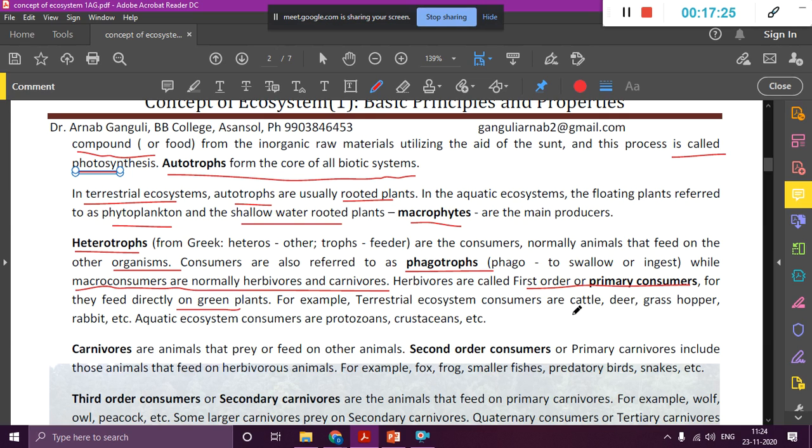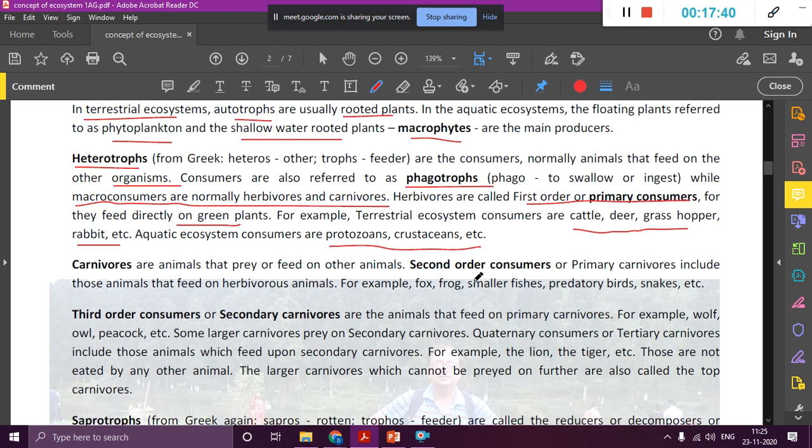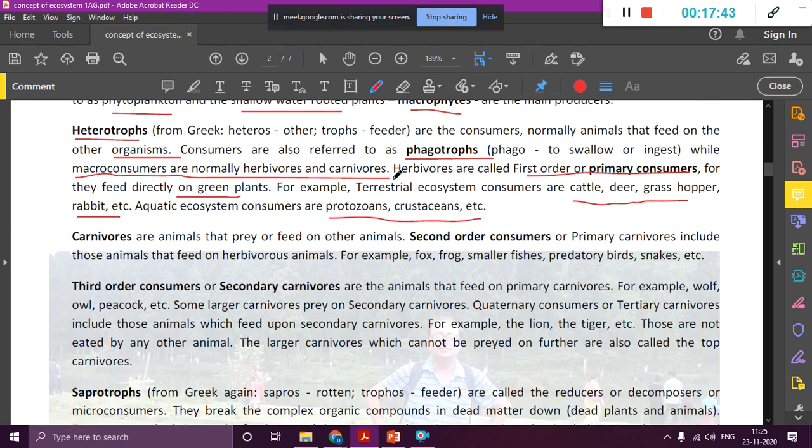Among terrestrial consumers, the cattle, deer, grasshopper, rabbit, etc., directly feed on the grass and other vegetation. Aquatic ecosystem consumers are the protozoans and the crustaceans like shrimps, prawns and crabs. Carnivores are animals that prey or feed on other animals. Second order consumers or primary carnivores are those animals that feed on herbivorous animals like fox, frog, small fishes, predatory birds, snakes, tigers, etc.